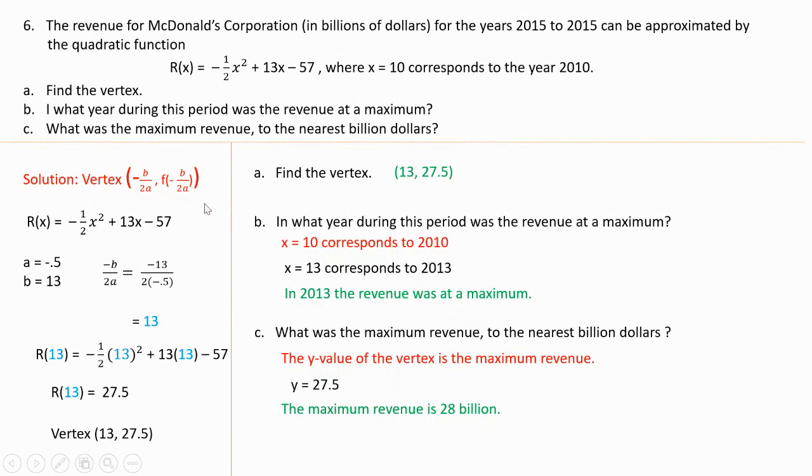So this is how you work word problems. Okay, so let's move on to number 7. Solve the exponential equation. Okay, let's see what they give us. 9 to the x equals 27.